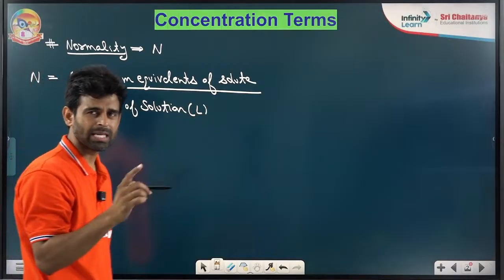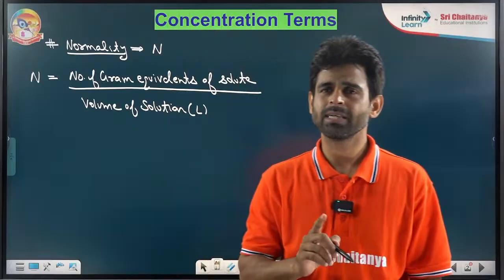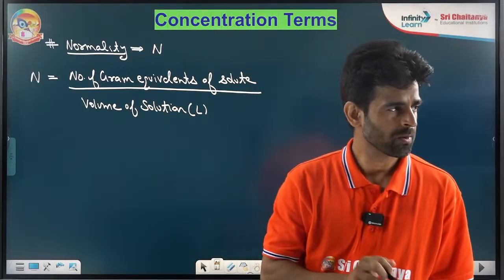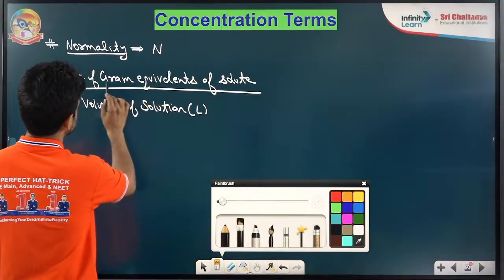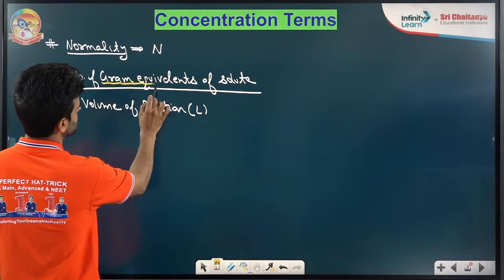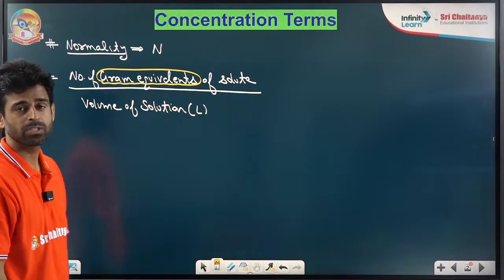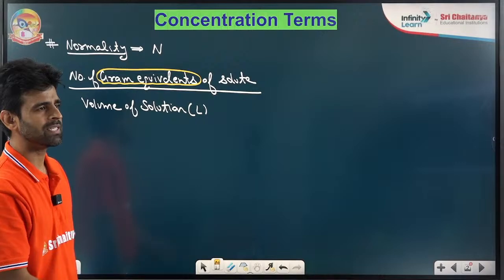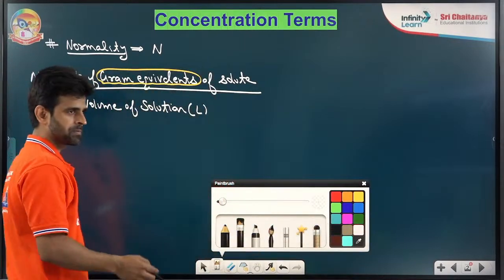In molarity, in the numerator, what was there? Number of moles of solute. So what is the difference here? It is number of gram equivalents, not number of moles. This is new for us, and we'll understand what it is. Okay. Let's move step by step.